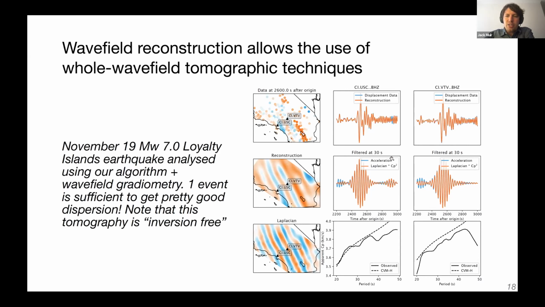And this means that we can actually just read off the phase velocity directly from this waveform. There's no inversion to be done, and it produces quite a reasonable looking phase velocity curve. And it's amazing that we can do this with only a single earthquake, that we can actually produce results that look comparable to inversions that require many, many hundreds of earthquakes and a large amount of computational resources to achieve.